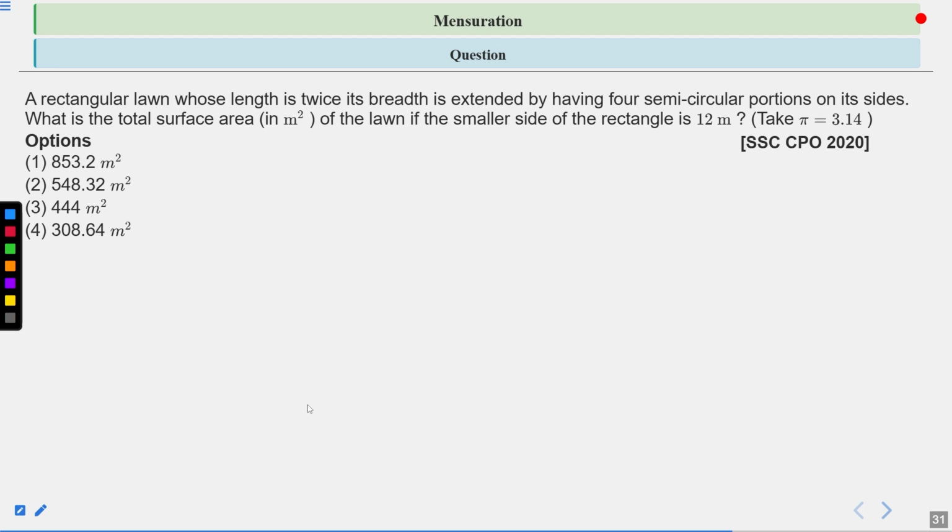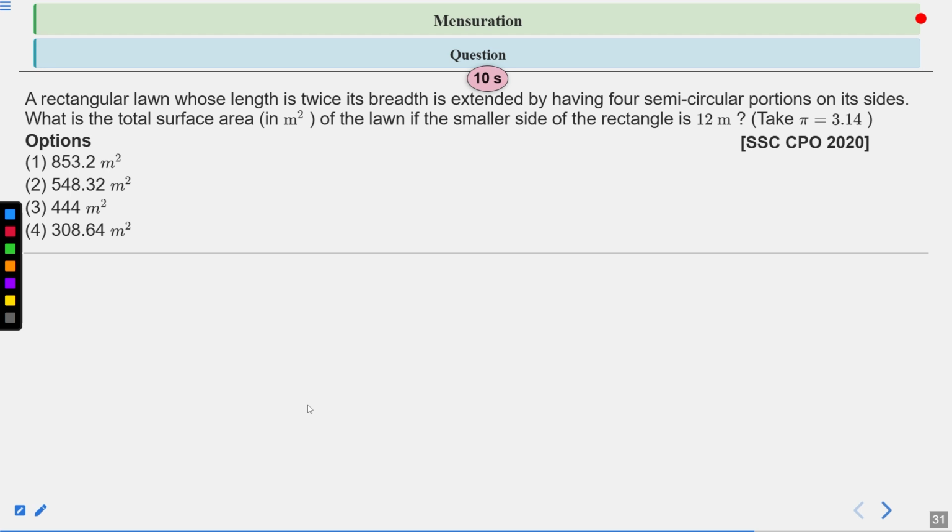A rectangular lawn whose length is twice its breadth is extended by having four semicircular portions on its side. What is the total surface area in square meter of the lawn if the smaller side of the rectangle is 12 meter? And this question is asked in SSC CPO exam in 2020. So there are four options. First one is 853.2 square meter. Second is 548.32 square meter. Third one is 444 square meter. And fourth one is 308.64 square meter.